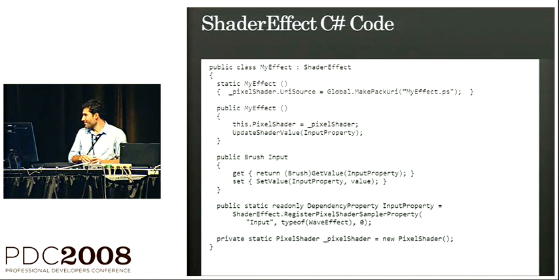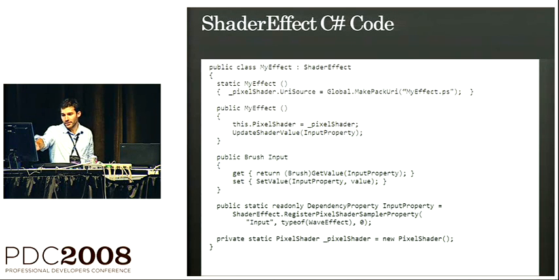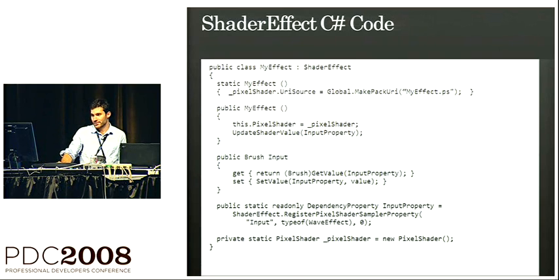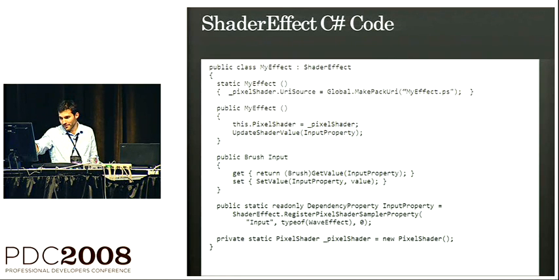This is a very basic one, and I'm sorry for the small font. You can blame the people who made the slide templates. It's not my fault. So basically, a lot of this is just boilerplate code. The only stuff you really have to care about, you can see this brush called input. It's kind of at the middle of the slide. That's just basically the input sampler that your shader is going to be reading from. And you can get and set it. And then you've got a dependency property that's exposed.